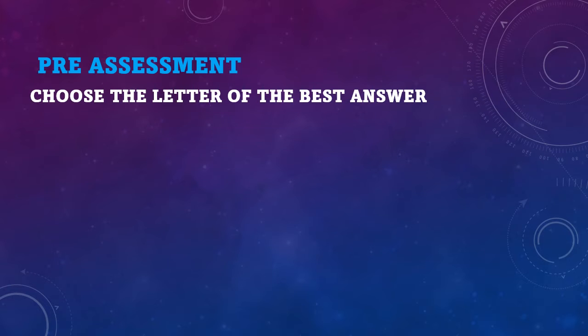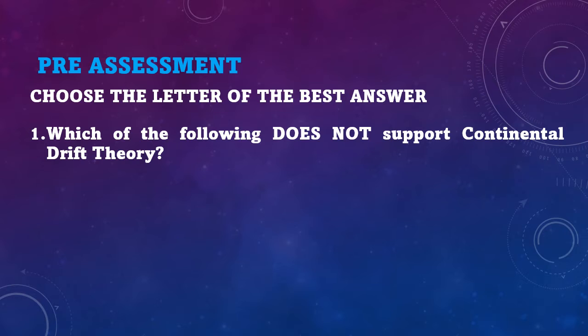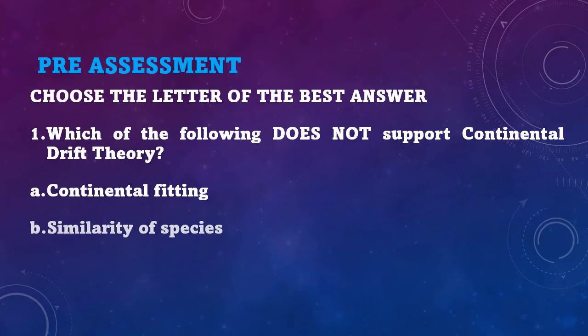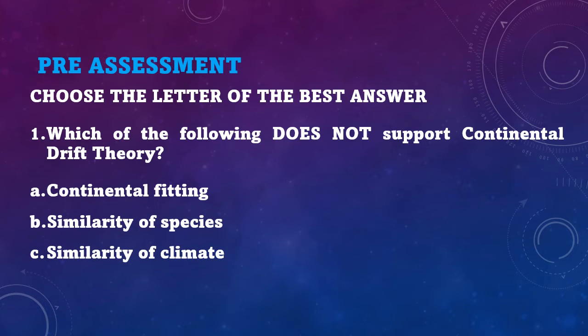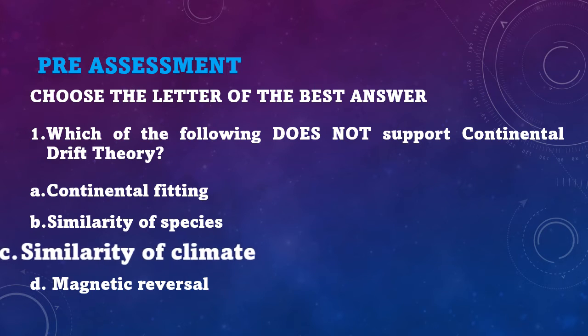Let us have our pre-assessment activity. Kindly get your notebook for your answers. Choose the letter of the best answer. Number 1. Which of the following does not support continental drift theory? Letter A. Continental fitting. Letter B. Similarity of species. Letter C. Similarity of climate. And letter D. Magnetic reversal. The correct answer is similarity of climate.